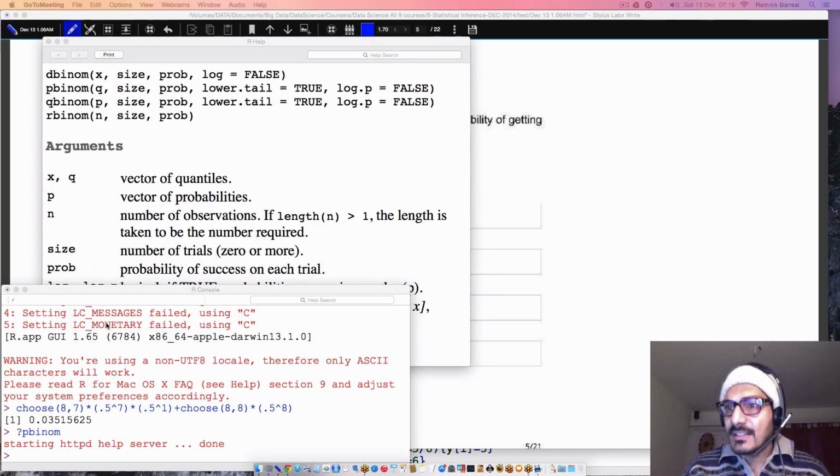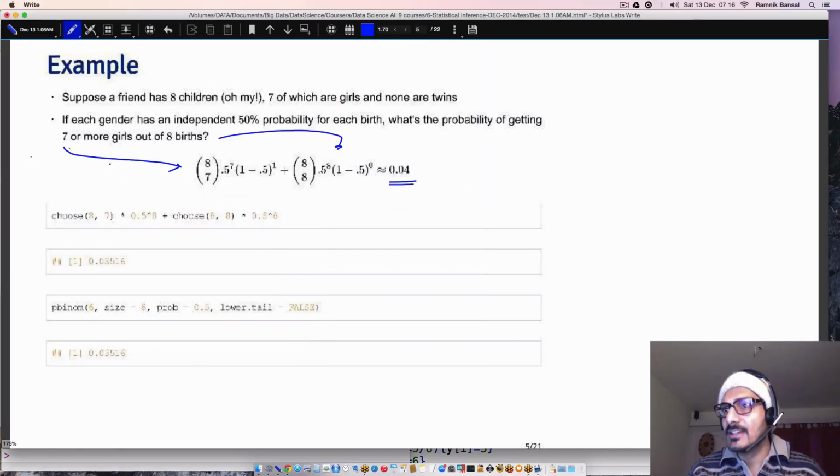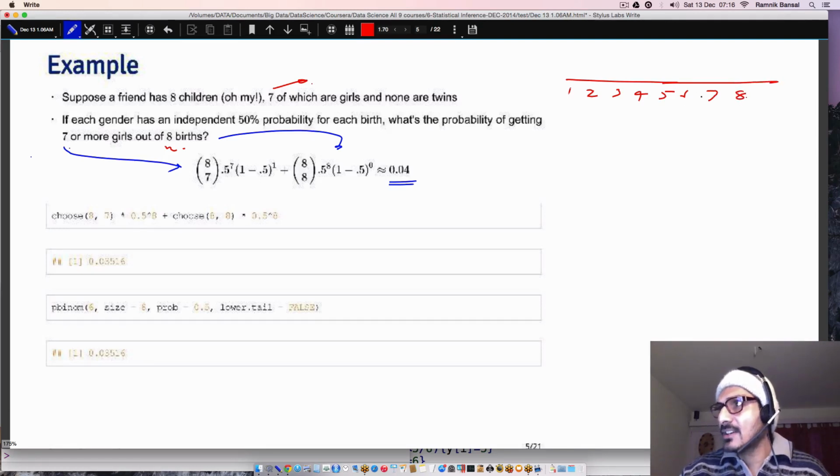See, let us look at this. We had our equation here, right? Now, what all are the inputs? One of the inputs is n, the number of trials. So I have my number of trials, then 7 is the point. The number of trials is 1, 2, 3, 4, 5, 6, 7, 8, right? So 7 is the point. It says, what is the probability of getting 7 or more girls out of 8 births?